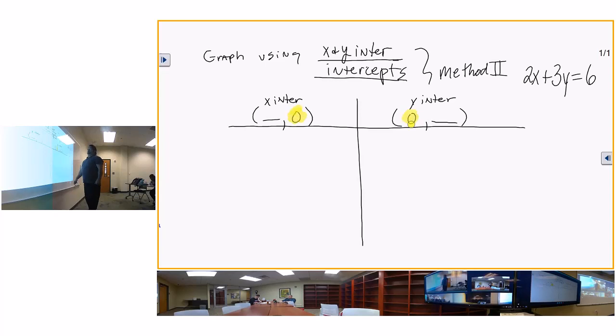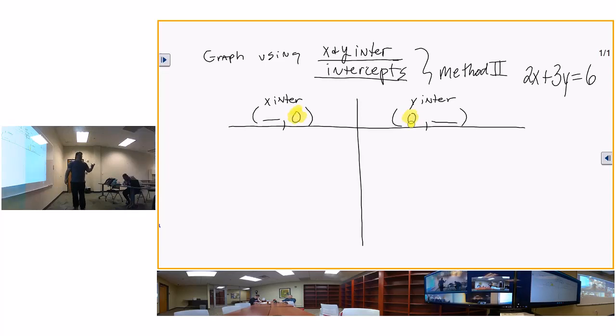I don't care if you're in marketing. I don't care if you're in chemistry. I don't care if you're in underwater firefighting. I don't care whatever course you're in. If you want to find x-intercept, you plug in 0 for y. If you want to find the y-intercept, you plug in 0 for x. Capiche? That's one thing that I want you to learn here.